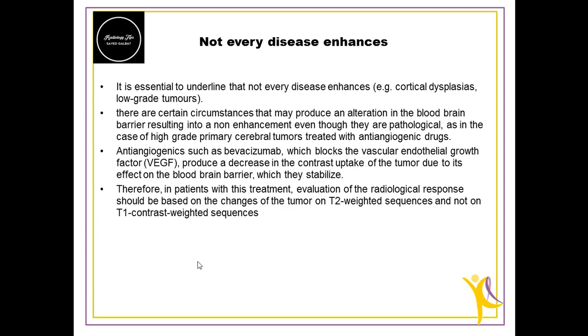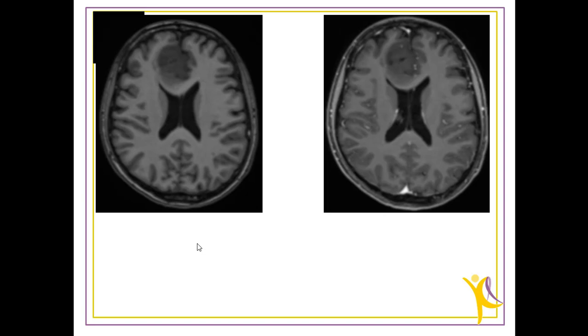The second tip is not every disease will enhance. And let's have an example. This is a pre-contrast MRI of the brain, and this is the post-contrast. Obviously, there is an abnormality here, which is of low signal intensity in T1, and in the post-contrast study, no significant enhancement can be appreciated.